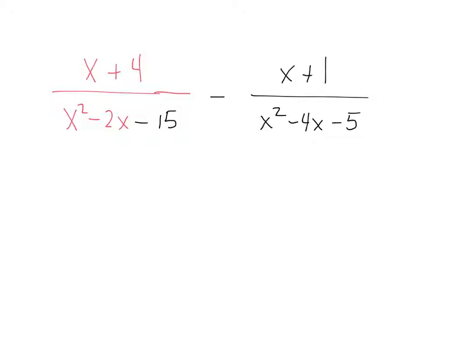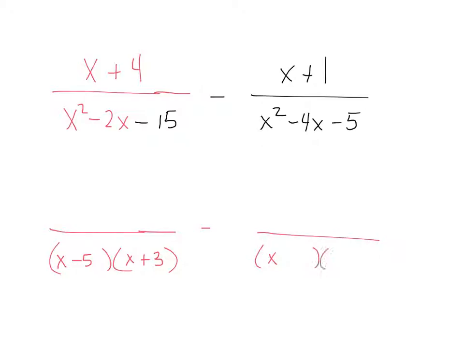So go ahead. How would you find an LCD? What's the easiest way to start? Yeah. What do you get? For the first one, you get x minus 5, x plus 3, second one is x minus 5, x plus 1. And recognize the common factor in both. That's probably going to happen if you're going to have to combine them.